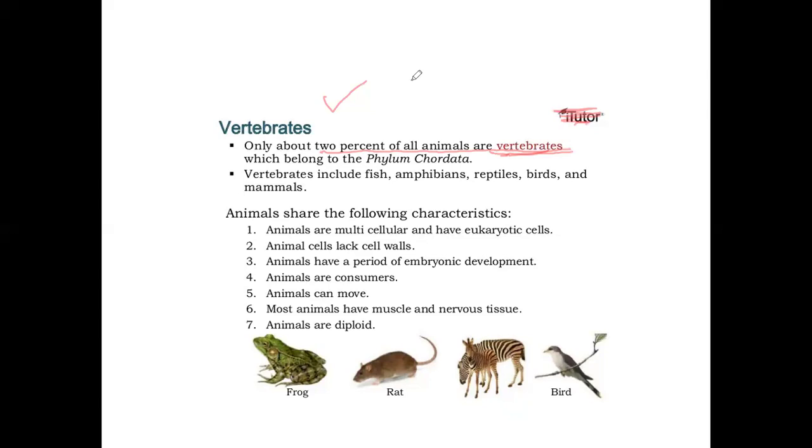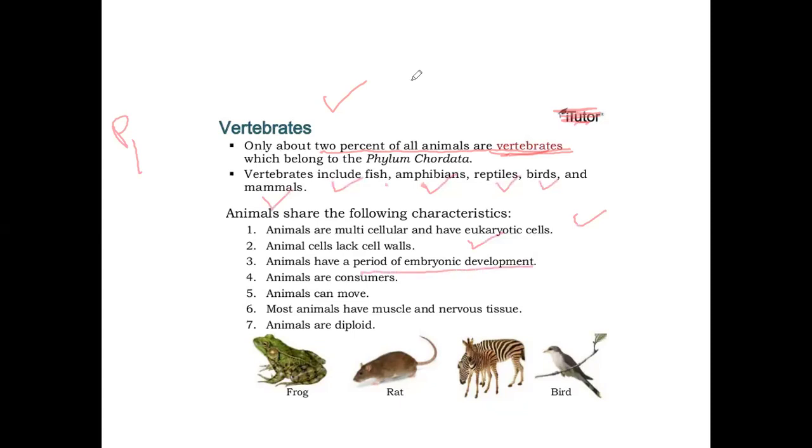Vertebrates belong to phylum Chordata. Phylum Chordata was further divided into vertebrata. Vertebrates include fish, amphibians, reptiles, birds, and mammals. The general characteristics are eukaryotic cells and lack of cell walls; all vertebrates have these characteristics.